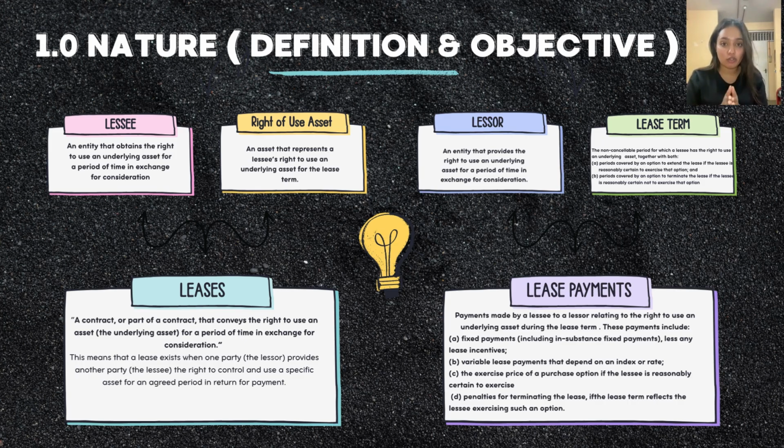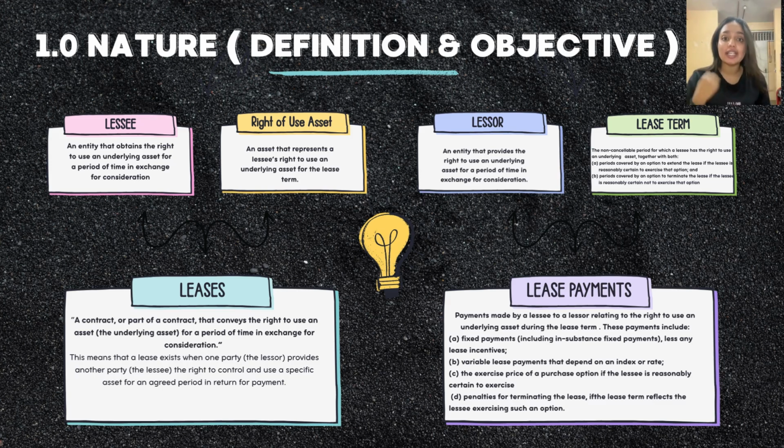Second, we have a right of use asset, an asset that represents a lessee's right to use an underlying asset for a lease term. Third, we have lessee, an entity that obtains the right to use an underlying asset for a period of time in exchange for consideration.